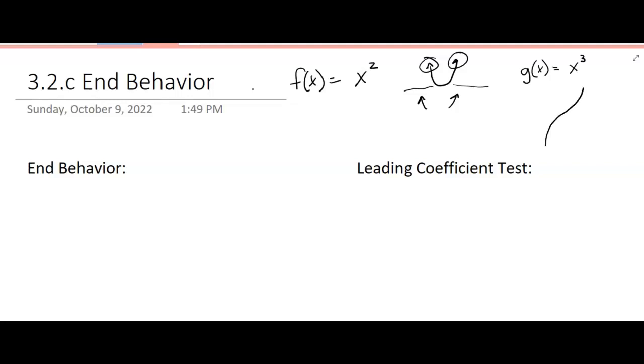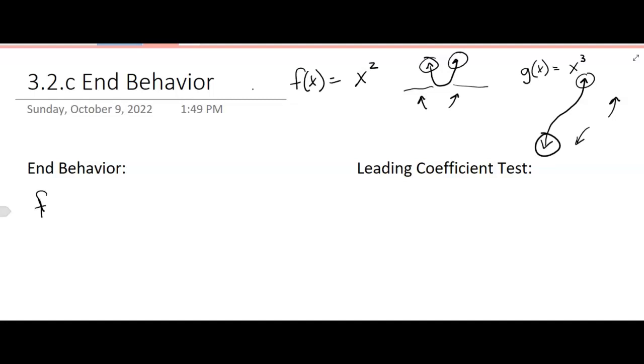What about another one of our common functions, x cubed? Well, that looks something like this. What's happening on these ends here? When the numbers are getting smaller, it's going down to the left. But when the x values are getting bigger, it's going up to the right. So it has a different behavior. And we can determine the end behavior just by simply looking at the polynomial. That's what we mean by end behavior.